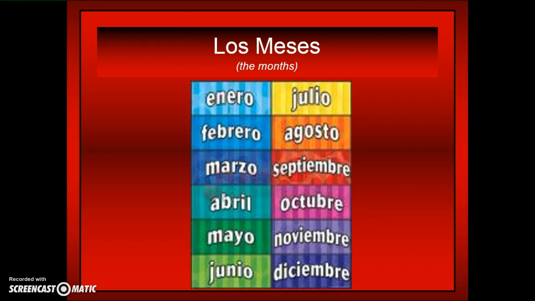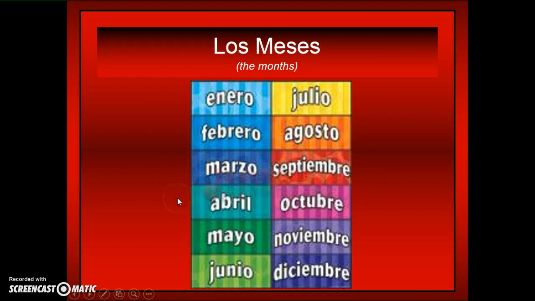So moving on to los meses. These are the months. This is how you would pronounce them. Repeat with me. Enero, we're going to start with January, and then it'll go down to February, and so on and so forth. So February is febrero. March is marzo.